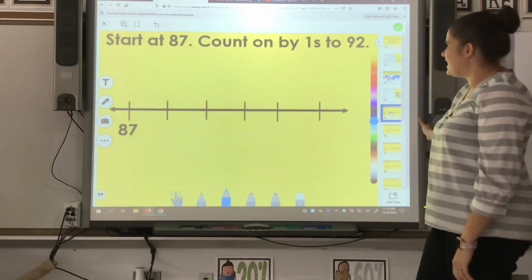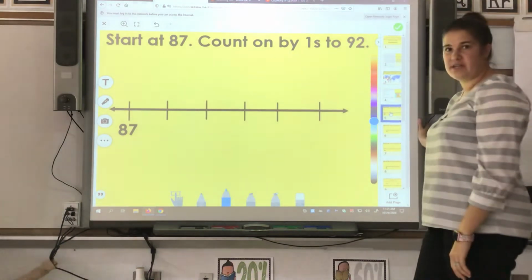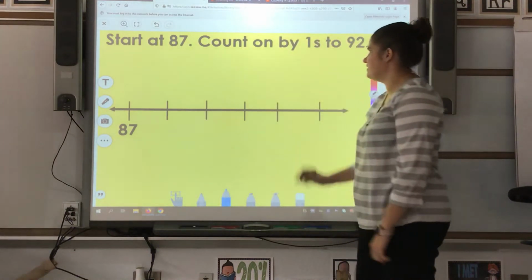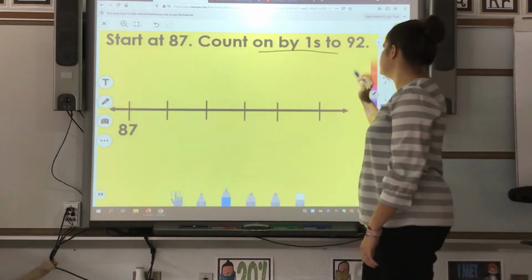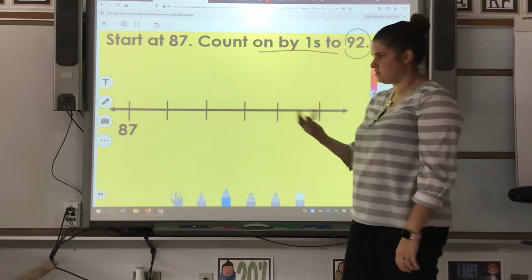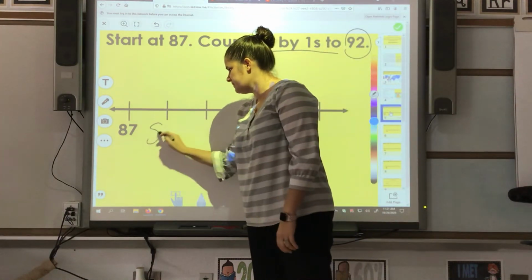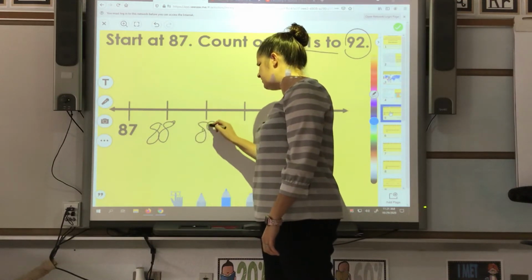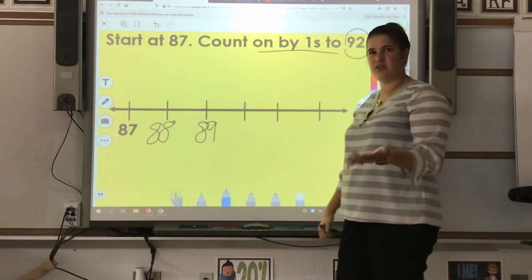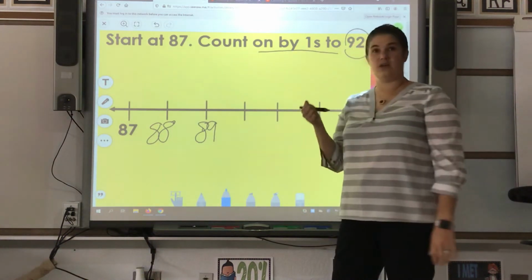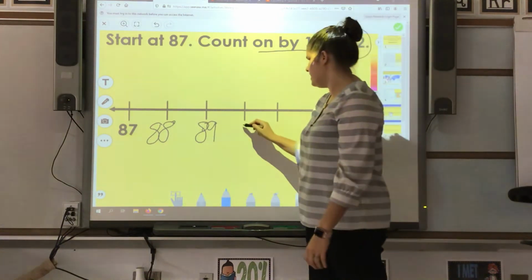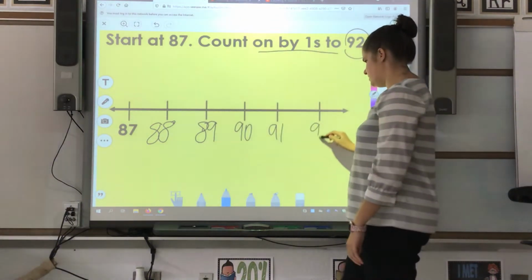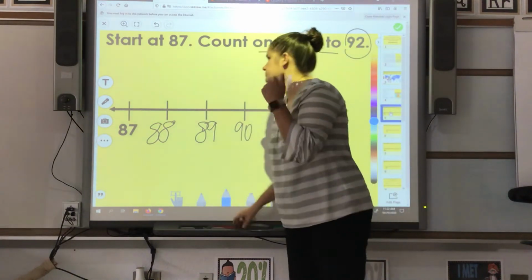So this says, start at 87, count on by ones to 92. So on my number line, it starts with the number 87, and it wants me to count on by ones all the way to the number 92. So I've got 87, 88, 89. And if you're having trouble counting on to these numbers, you can just get a hundreds chart at home and it might help you. 90, 91, and 92.